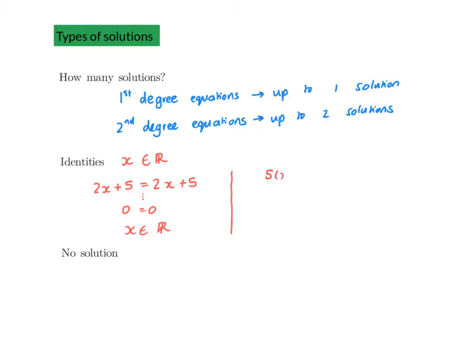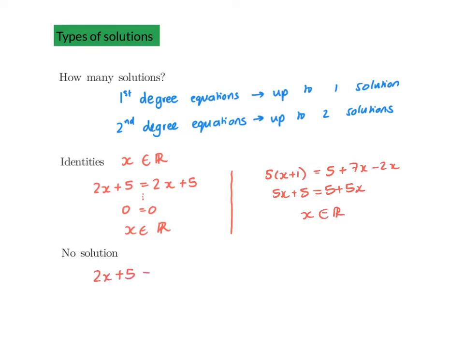Or here's another example. Let's say I had 5 in brackets, x plus 1 is equal to 5 plus 7x minus 2x. And I work out the left and simplify the right. Can you see I land up with the same value on both sides? So surely x could be anything. In other words, x is an element of the real numbers.